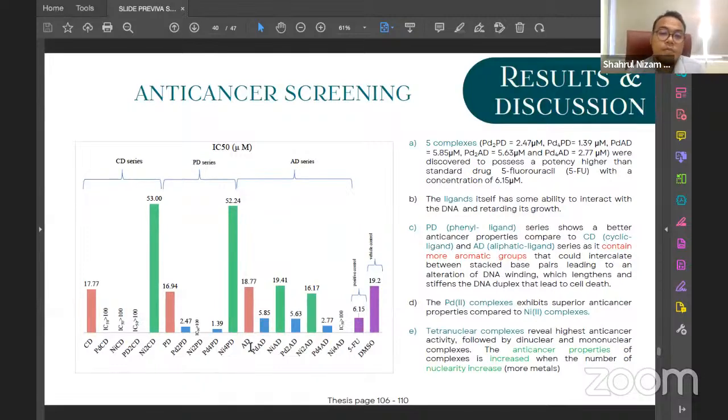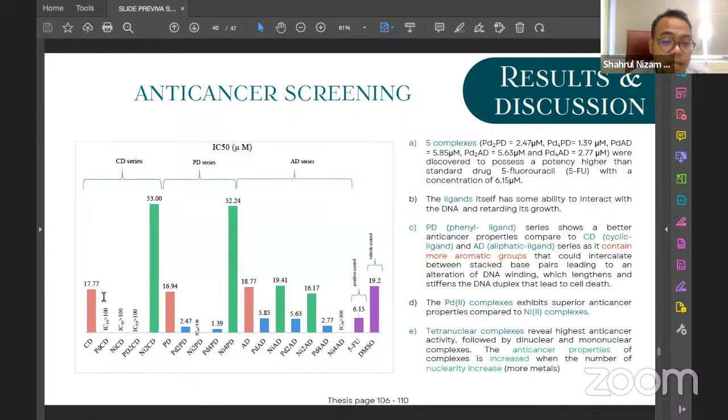In this series, yeah, the lower the IC50 is, the better it is. Meaning we just need a low amount of the compound to kill the cancer. Generally, we can say that. So the higher it is, the more inactive it is. So there are many inactive compounds also here.